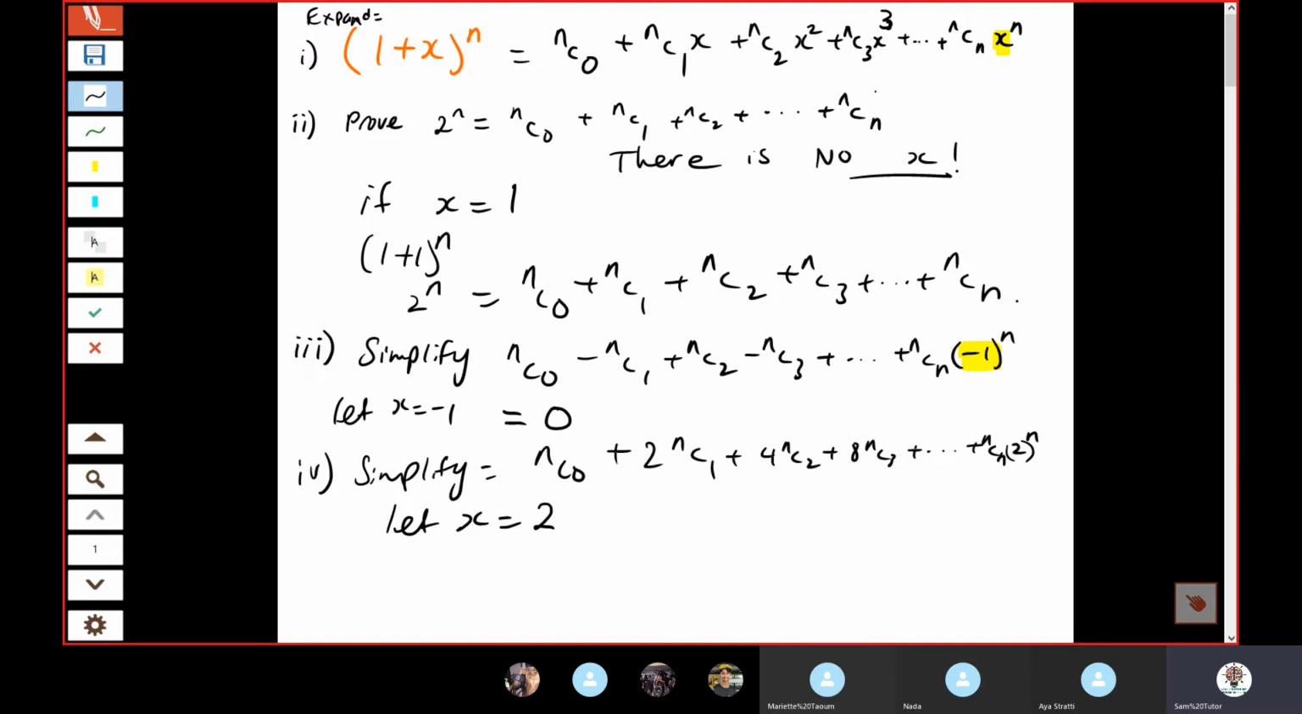Can you see that? When you hear 2 cubed, 2 squared, that's x is 2, and nC0 is still there. So the answer is just going to be 1 plus 2, which is 3, 3 to the n. So the answer to this is going to be 3 to the n.